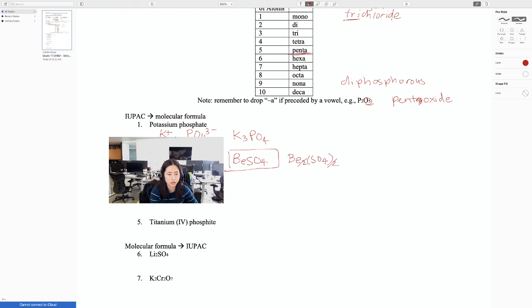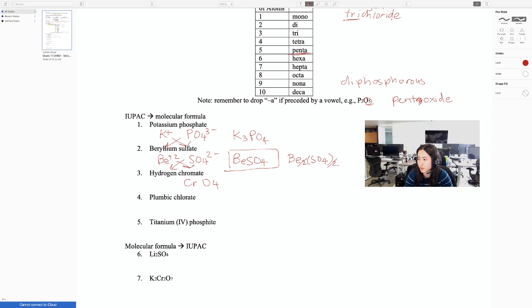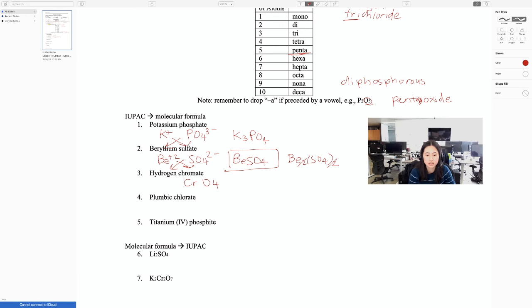Okay, so looking at hydrogen chromate. Chromate is another polyatomic ion, which is CrO4 2-. Okay, hopefully you guys can see the beryllium sulfate. So going back to chromate, it's CrO4 2-. It's a polyatomic ion, and we know that hydrogen is carrying a charge of +1 because it's found in group 1. So when you cross over their oxidation numbers, you get H2 and then CrO4. So that's hydrogen chromate.